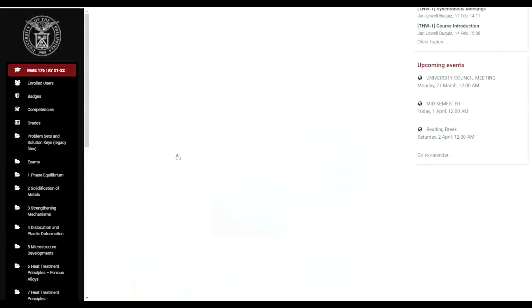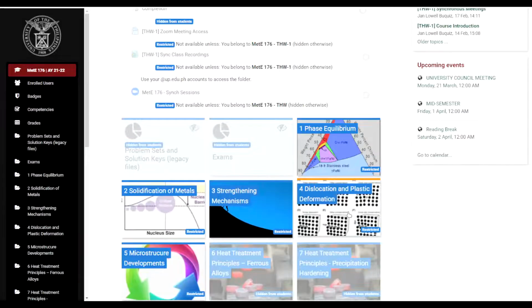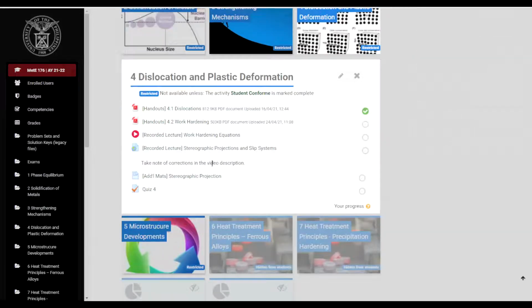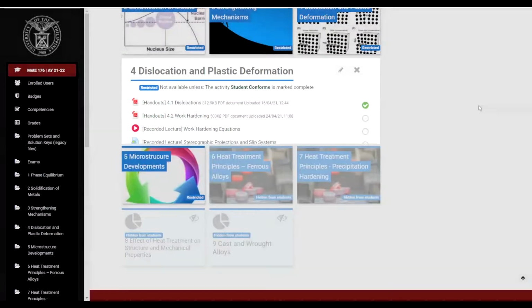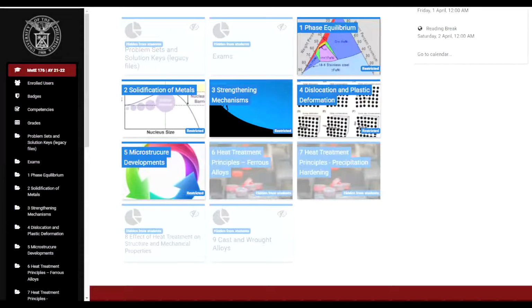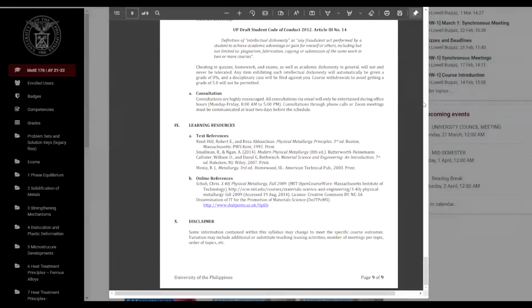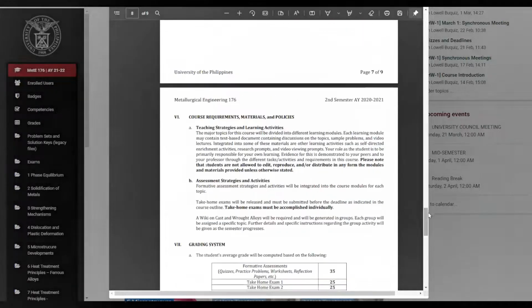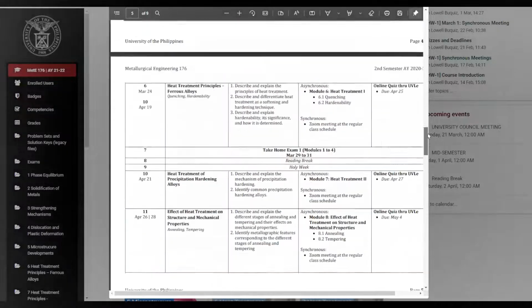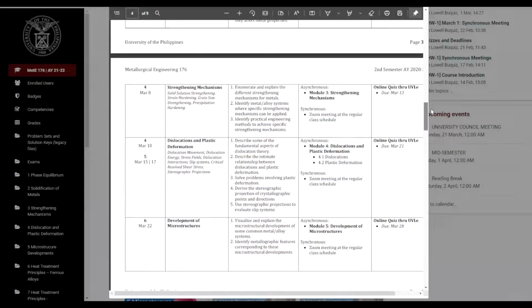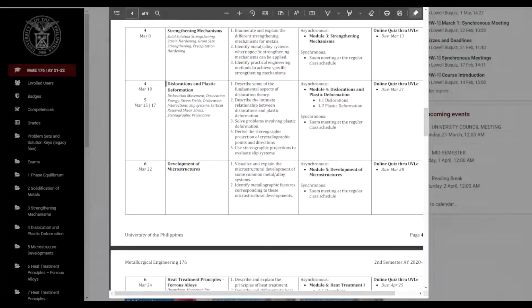We should, by now, be at module 4. Module 4 is all about plastic deformation and dislocations. If you look at the course guide, where are we? We are at this point, March 15.